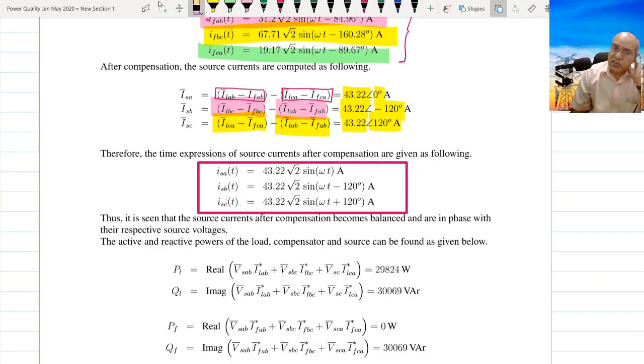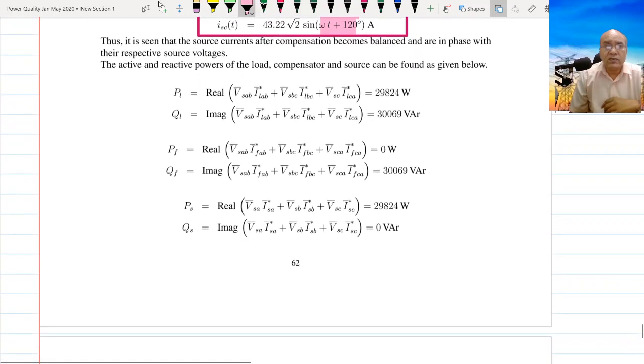So the magnitude is 43.22 into root 2. This is RMS value. Okay, this is the RMS value and this is the peak value. Sin omega t minus 120 and sin omega t plus 120. We can also compute the powers. So you can see these powers from the load, from the source, from the compensator.